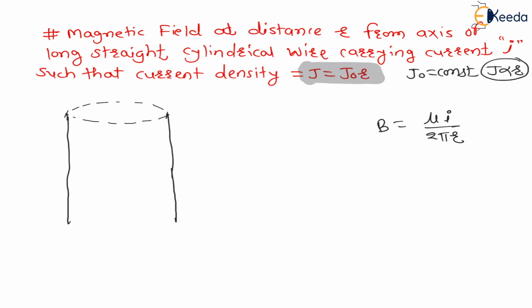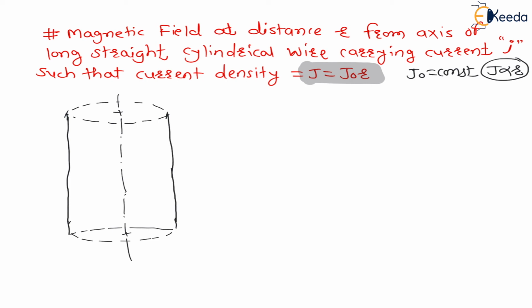Always for outside point, right? So this we are not going to calculate. Let us check for inside point. Let us say this is an infinitely long cylindrical wire, and here current is flowing through this complete wire, but here the current density is variable. Let us say this is the axis of wire, right?